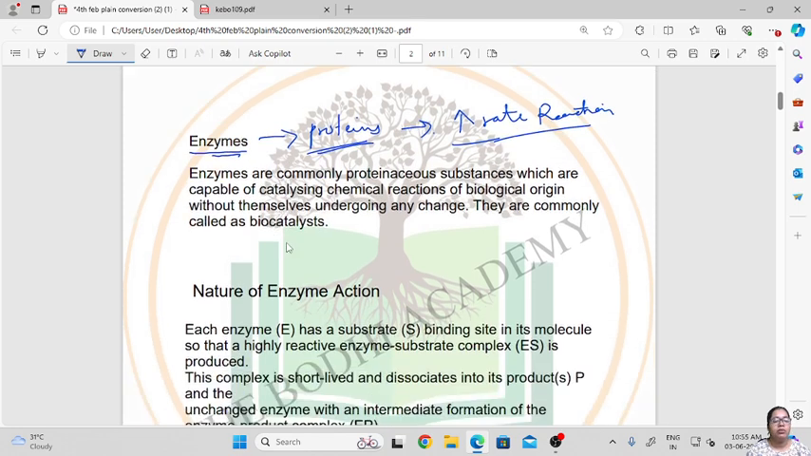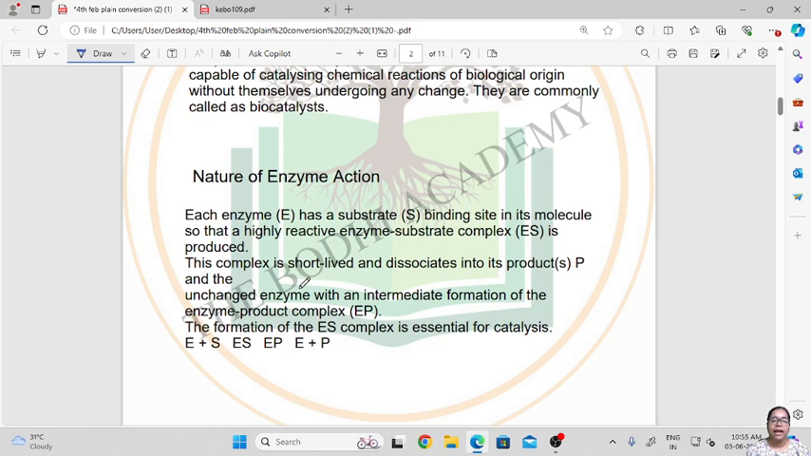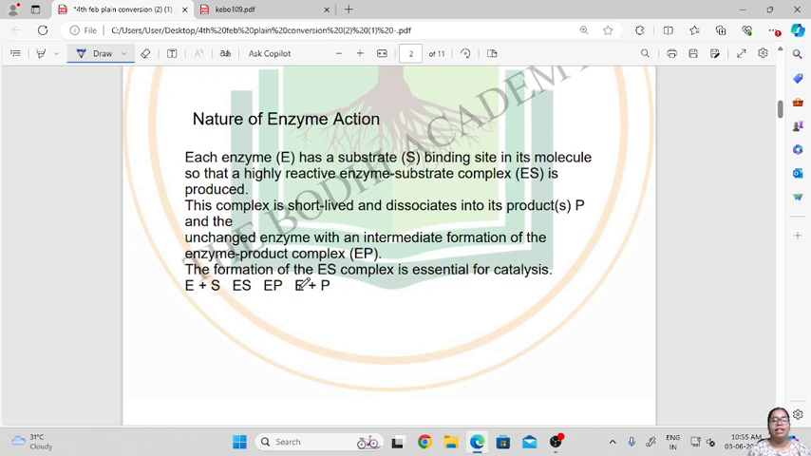Now let us see what is the nature of enzyme action, as in how the enzyme acts in a reaction. Each enzyme has a substrate binding site in its molecule so that a highly reactive enzyme substrate complex is produced. This complex is short-lived and dissociates into products and the unchanged enzyme, with an intermediate formation of enzyme product complex. So what happens?